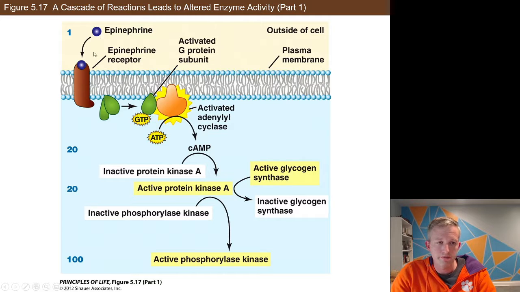Epinephrine is a ligand. It binds to a receptor. The receptor changes its shape, activates a G protein, because it's a G protein linked receptor. The G protein is activated and causes the activation of adenylyl cyclase. This produces cyclic AMP. Cyclic AMP causes the activation of protein kinase A. Protein kinase A does two things. One, it shuts down glycogen synthase, and we'll come back to why that's important, but it also activates phosphorylase kinase.